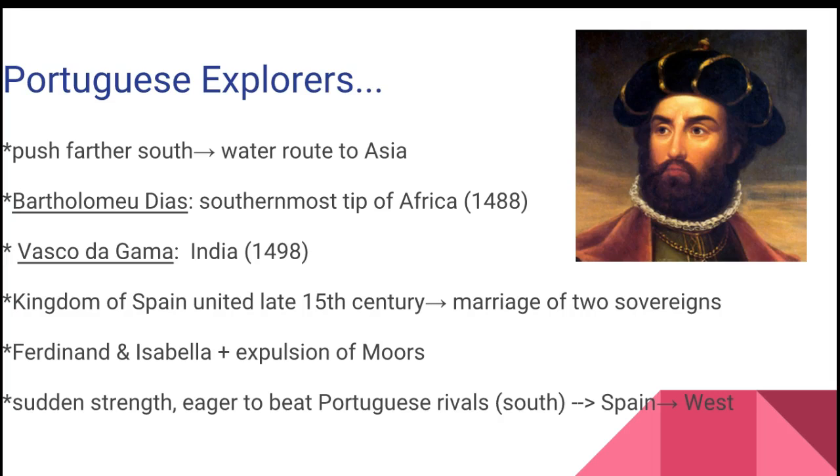So now they're ready to move west. Well, they knew what the Portuguese were doing. The Spaniards knew, and it was a competition. They wanted to be the biggest and the best. Portugal was making all these strides in all of their exploration, and the Spaniards wanted to beat them basically.